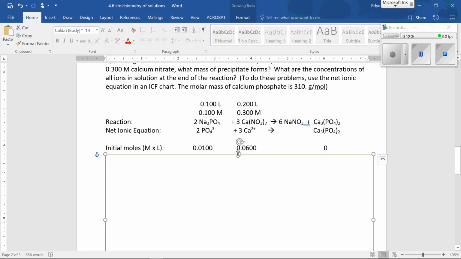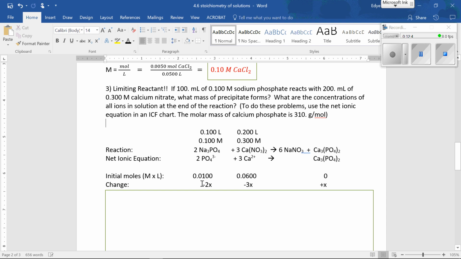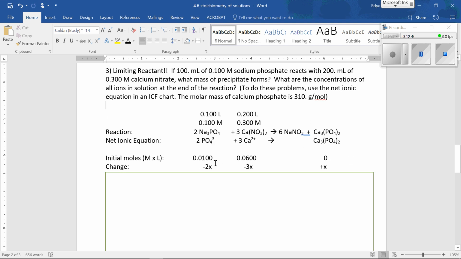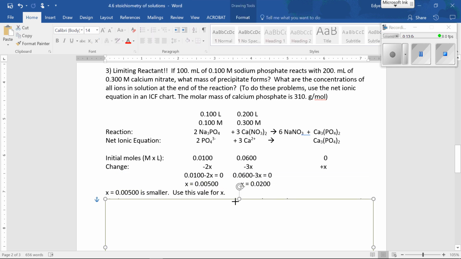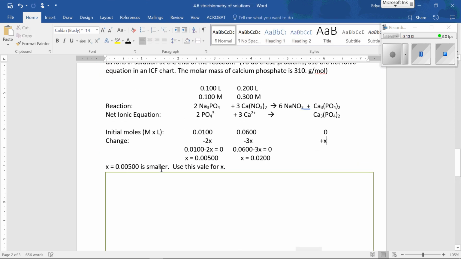Now my change row, I just do minus x or plus x, depending on whether I have a reactant or a product. And then I'm going to set 0.1 minus 2x equal to 0 and 0.06 minus 3x equal to 0. Solve each for x and find which one gives me a smaller x. Once I get to the smaller x, one reactant is gone and the reaction must stop. So I'm just solving for the smaller x, and then I know to use that smaller x when I solve for each of these final amounts.